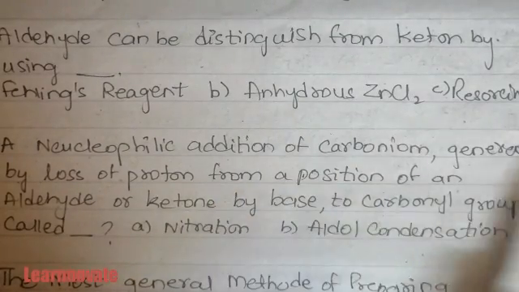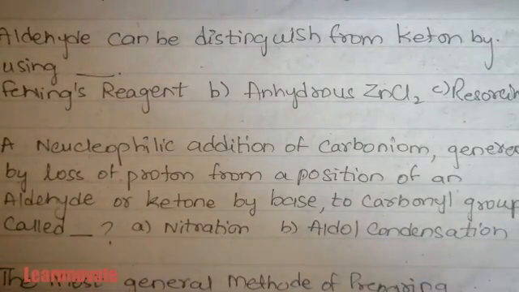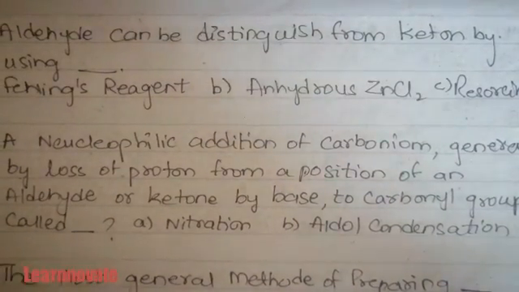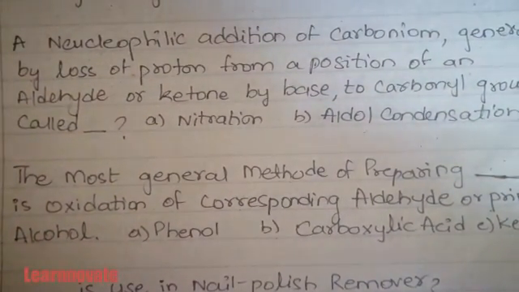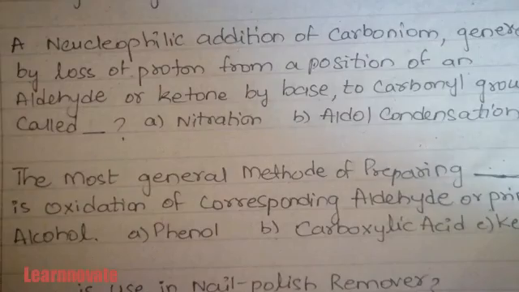aldehyde or ketone. And there is a formation of a compound, and this type of reaction is called which of the following? A, nitration. Or B, aldol condensation. A little bit conceptual, but you have to answer. We will discuss this concept and the reason in the next video.